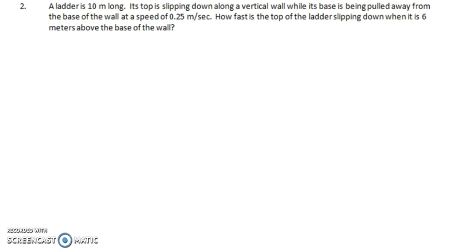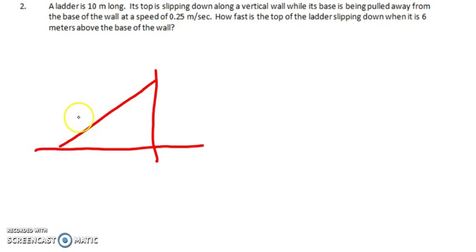Let's go ahead and draw this. So I have a ladder leaning against a vertical wall. I didn't draw that very well, but that's supposed to be a vertical wall. And then here's the floor. Here's my ladder. That is a constant. My ladder's not changing. It's 10 meters. Its top is sliding down the vertical wall while its base is being pulled away, going away from the wall as the ladder's falling down the wall or slipping down it.